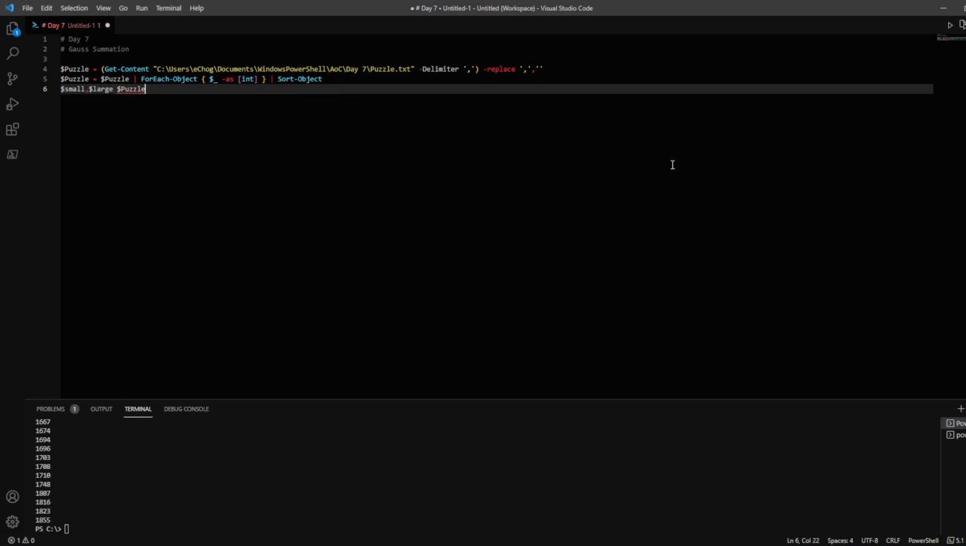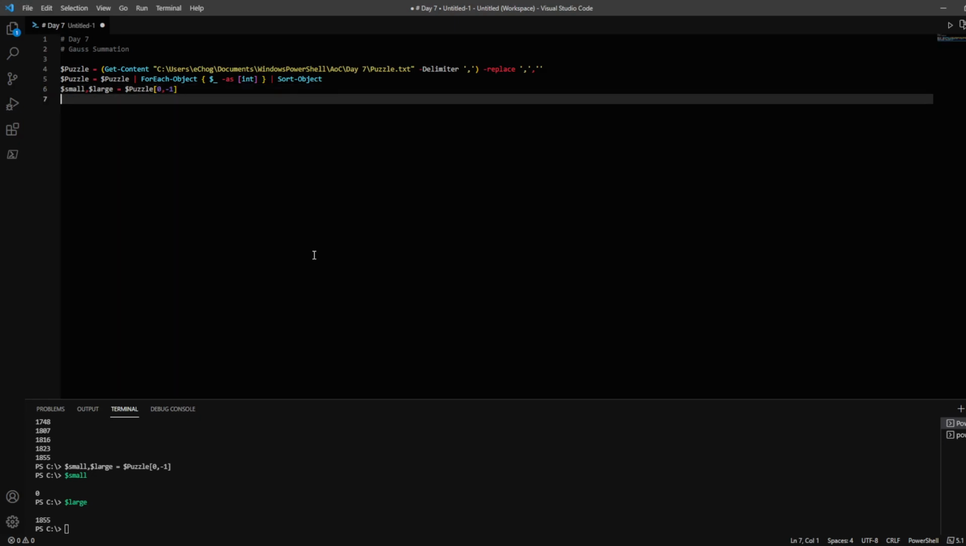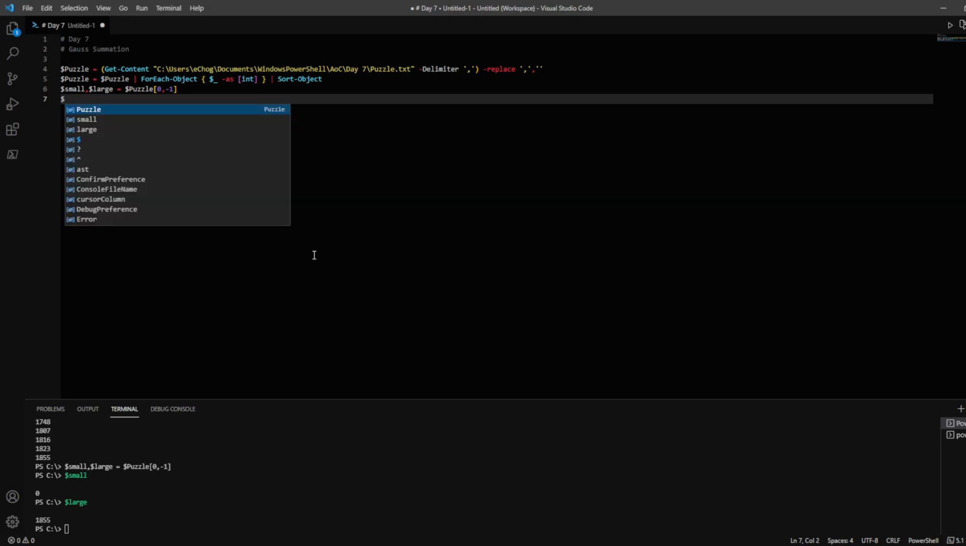So as you guys remember, we can just do puzzle 0 and -1 to get the lowest and highest amounts in small and large, if I put an equal sign here. And so for small, as you guys saw, we have 0, and large should be 1855, because that's the last number. Perfect. So again, I took a wild guess using this formula as the number to start with for the position that everything needed to be in.